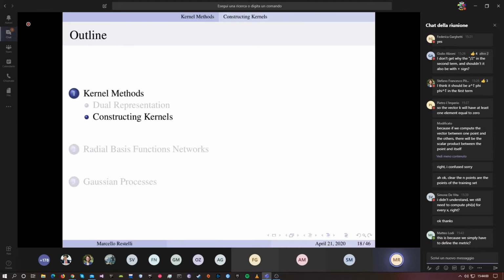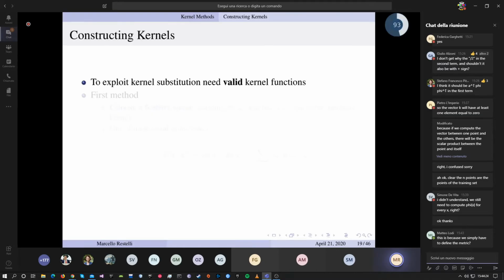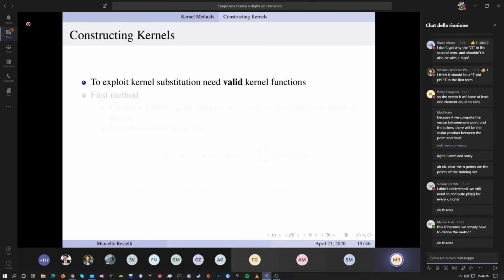There's a question. This is because we simply have to define the metric. Yes, because you simply define the metric. Of course, you need to be sure that the metric is valid. This is the problem, because not any function is a valid metric. But if you are sure that your function is a valid one, even if you are not able to decompose it into a scalar product of feature vectors, you can use it. So the goal is that we need a valid kernel function.